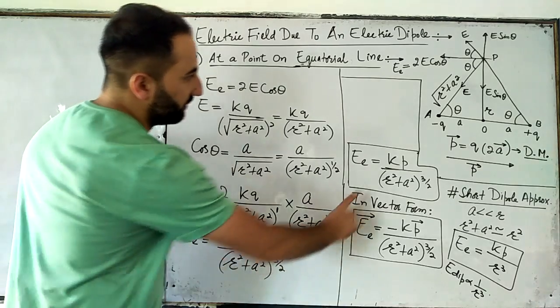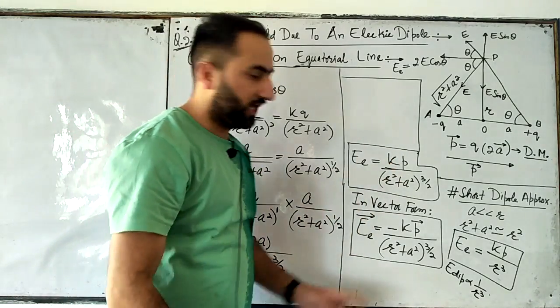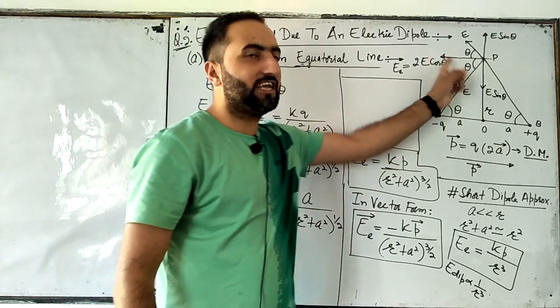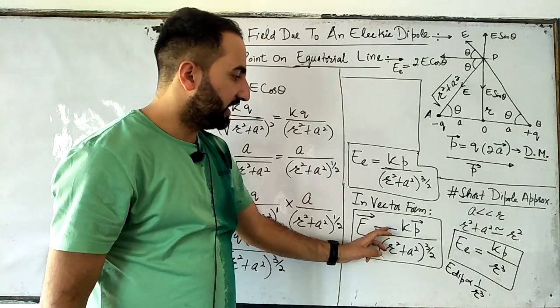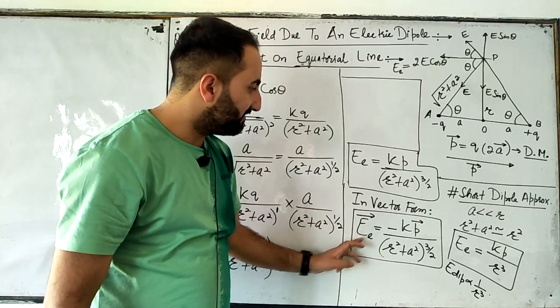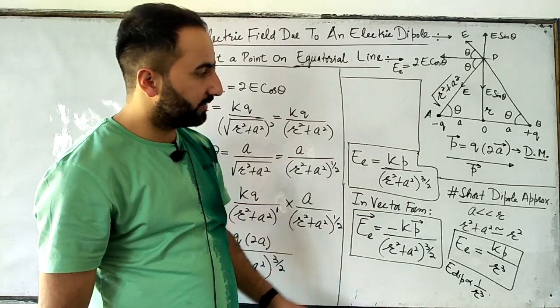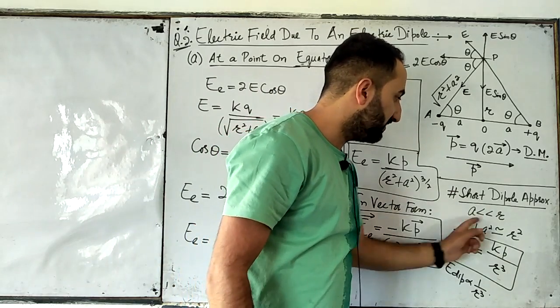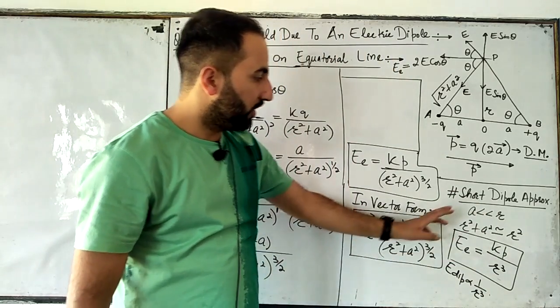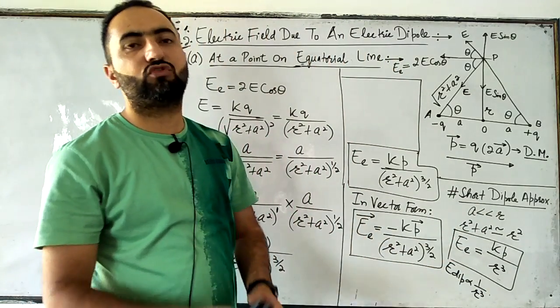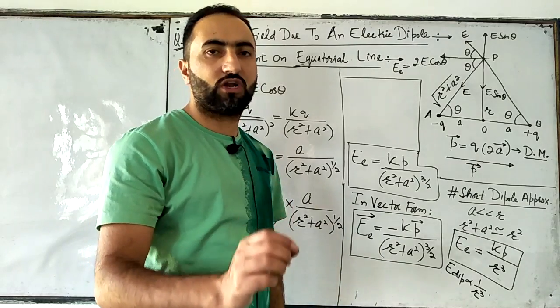Q multiplied by twice a is p, तो यहाँ p insert कर लो बेटा. In vector form, since p and e they are antiparallel, तो यहाँ negative sign आएगा. इस negative sign का मतलब है बेटा this and this they are antiparallel. If this is towards right, this is towards left, and vice versa. ठीक है ना बेटा? Then short dipole approximation is this: if a is very small compared to r, then this electrostatic field implies electrostatic field due to dipole is proportional to 1 divided by r cube.